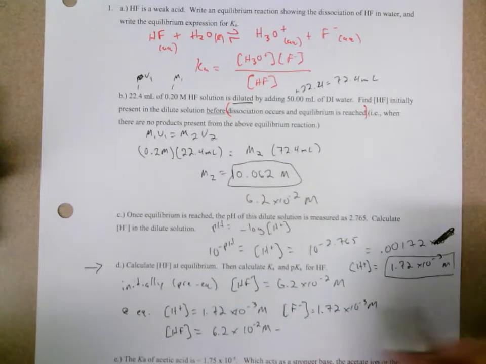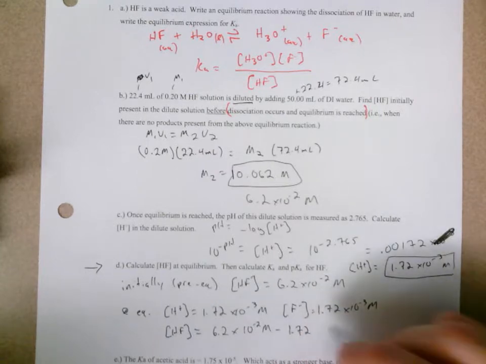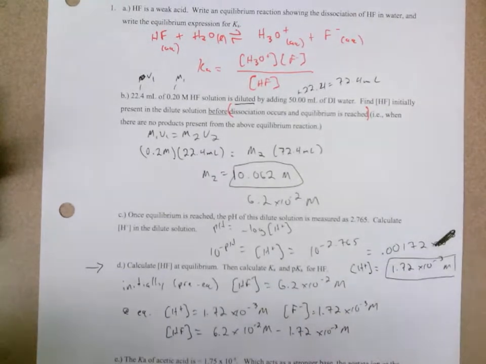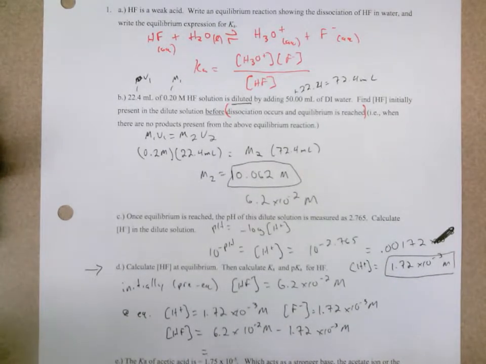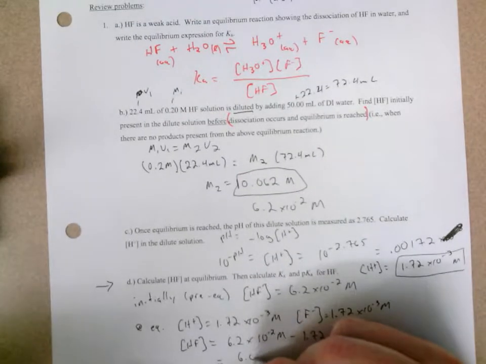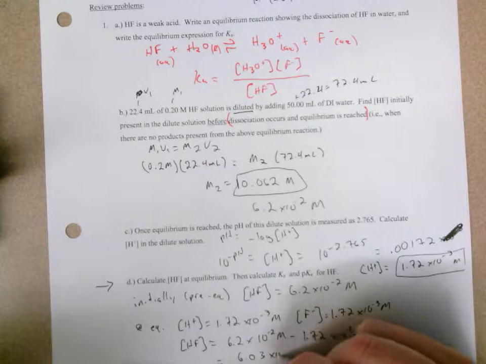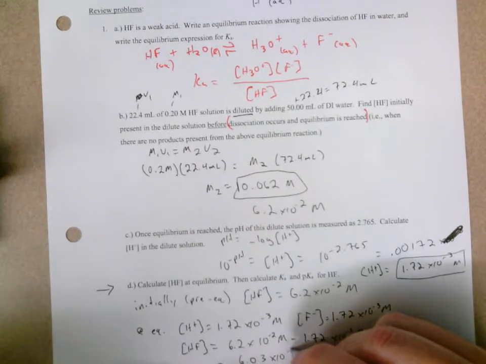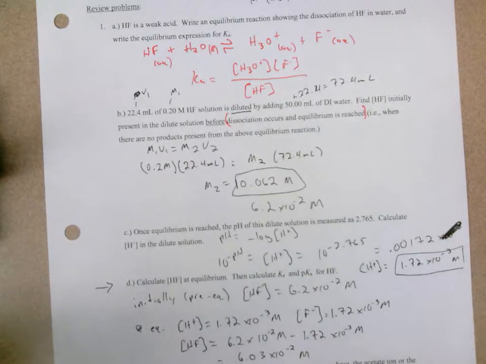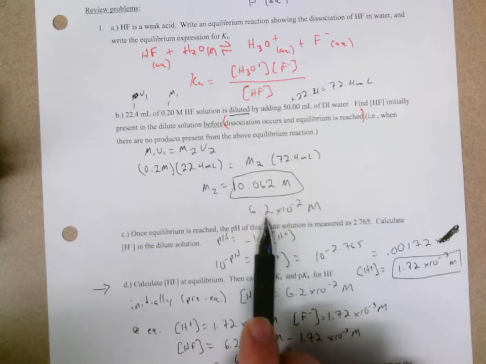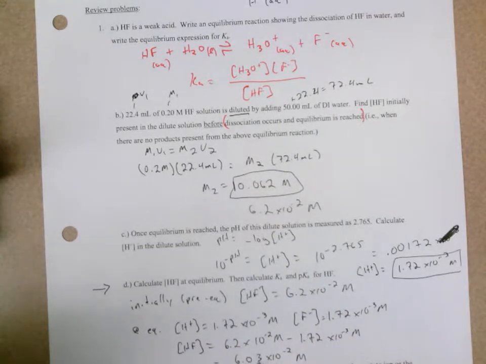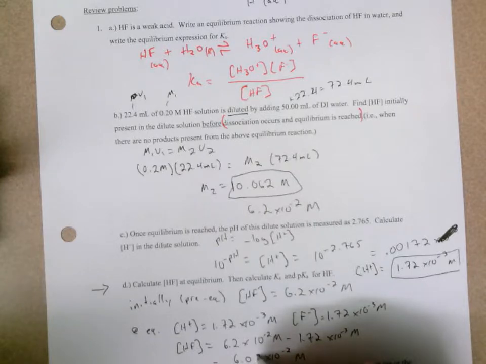So 6.2 times 10 to the minus 2 molar minus this change in concentration, because we're forming fluorides, or we could think about this as forming hydrogens. And this gives me 6.03 times 10 to the minus 2 molar. Now, really, since we only knew this to 2 sig figs, we can't go to this third digit here. So this would just be 6 times 10 to the minus 2 molar.